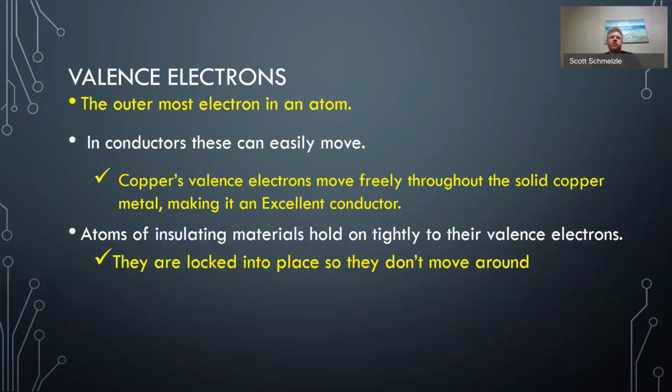Okay. Atoms of an insulating material hold on tightly to their valence electrons. They're locked into place so they don't move. That's the nice thing, and that's the reason why we want insulators. Okay. Is because that plastic, that rubber, that glass, right? What ends up happening is that we have all of these electrons locked in, so that when that negative influence hits it, it doesn't dislodge it. It doesn't move. It doesn't cause it to change places.